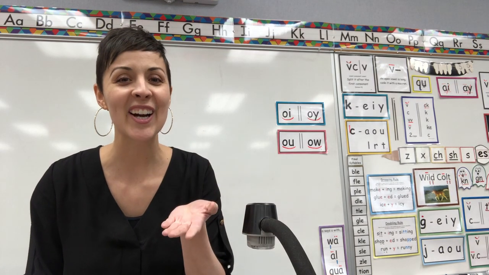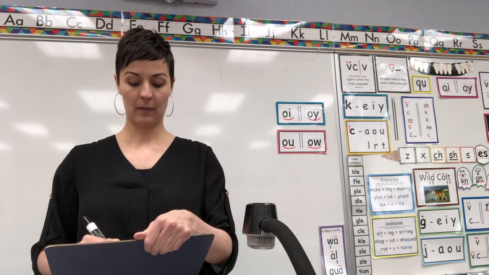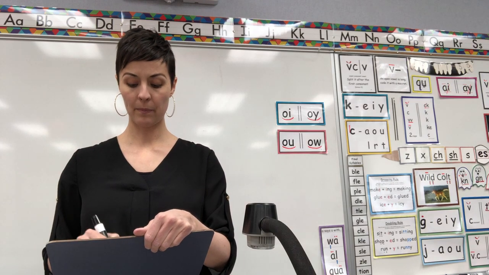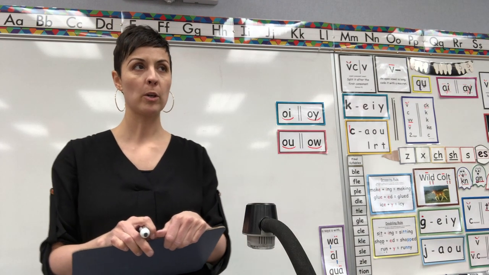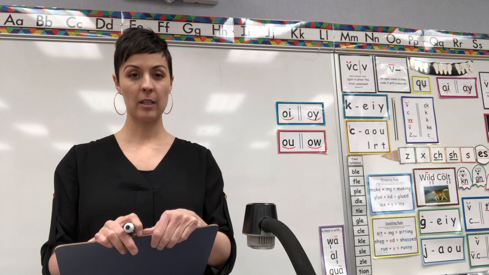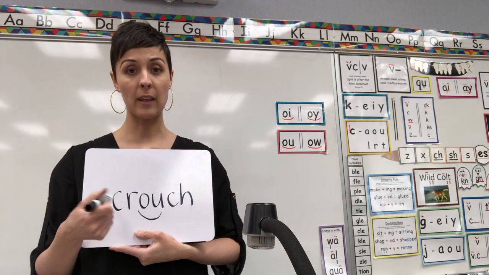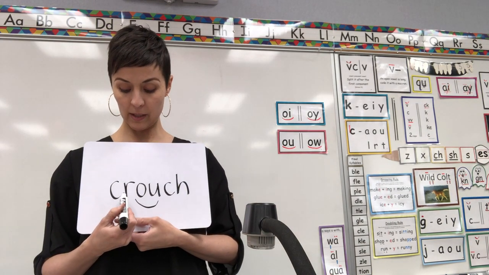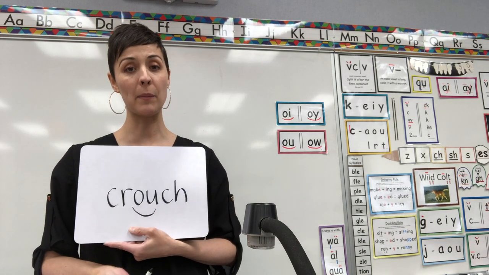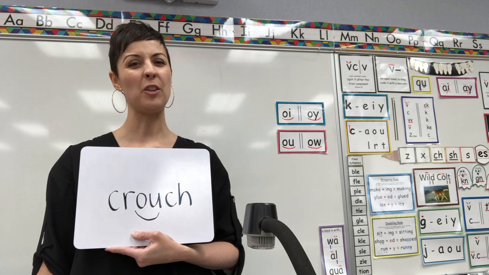What word? Crouch. Think about what says ow, ow, ow in the middle of crouch. Crouch. Okay, let's check crouch. First of all, I hope you noticed C in front of R to say the k sound. It should be C-R-O-U-C-H. O-U says ow in the middle of crouch. Nice work. Remember to fix it if you need to.